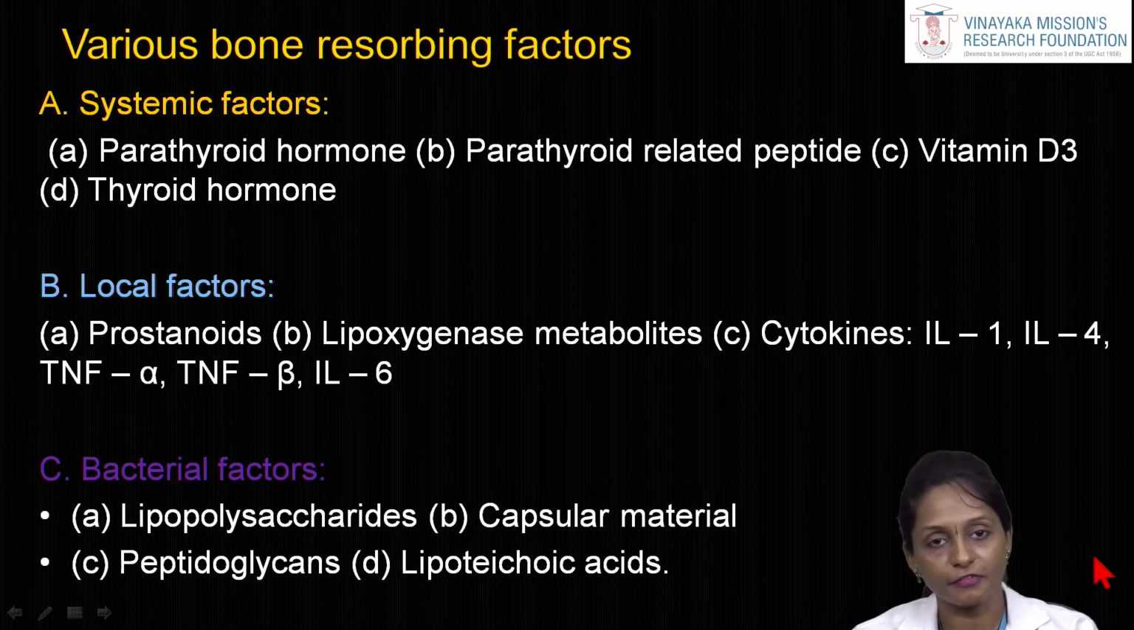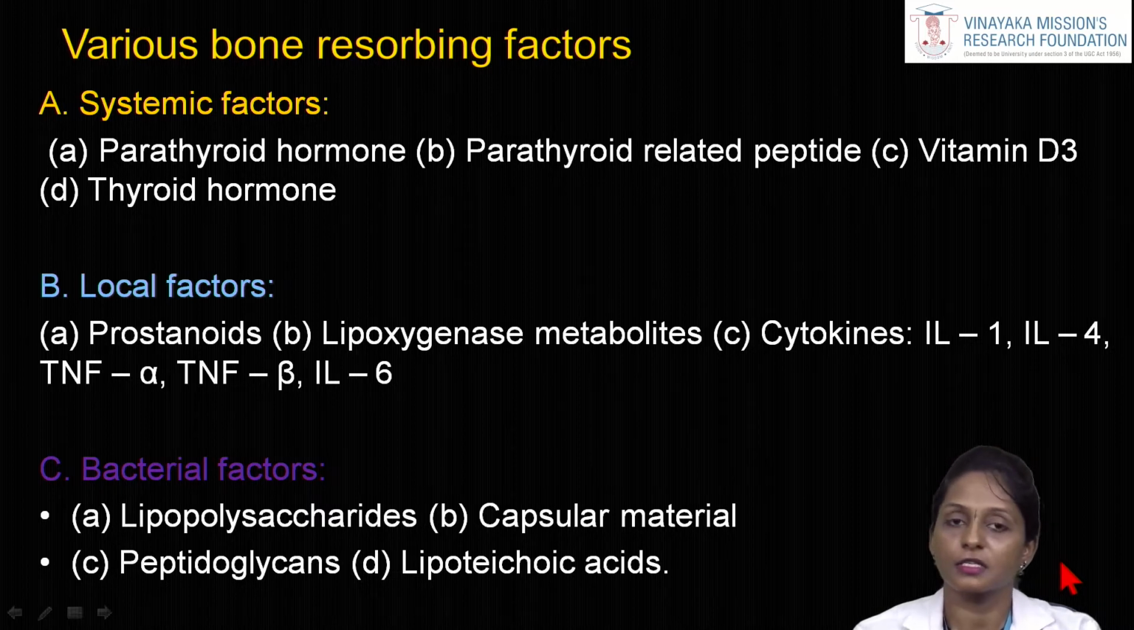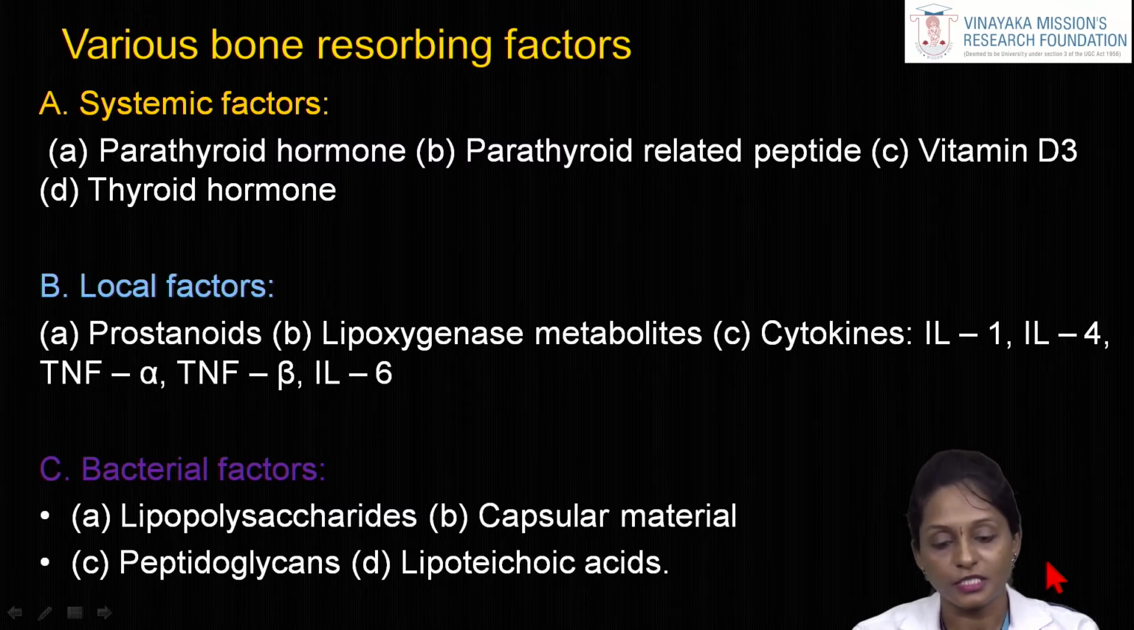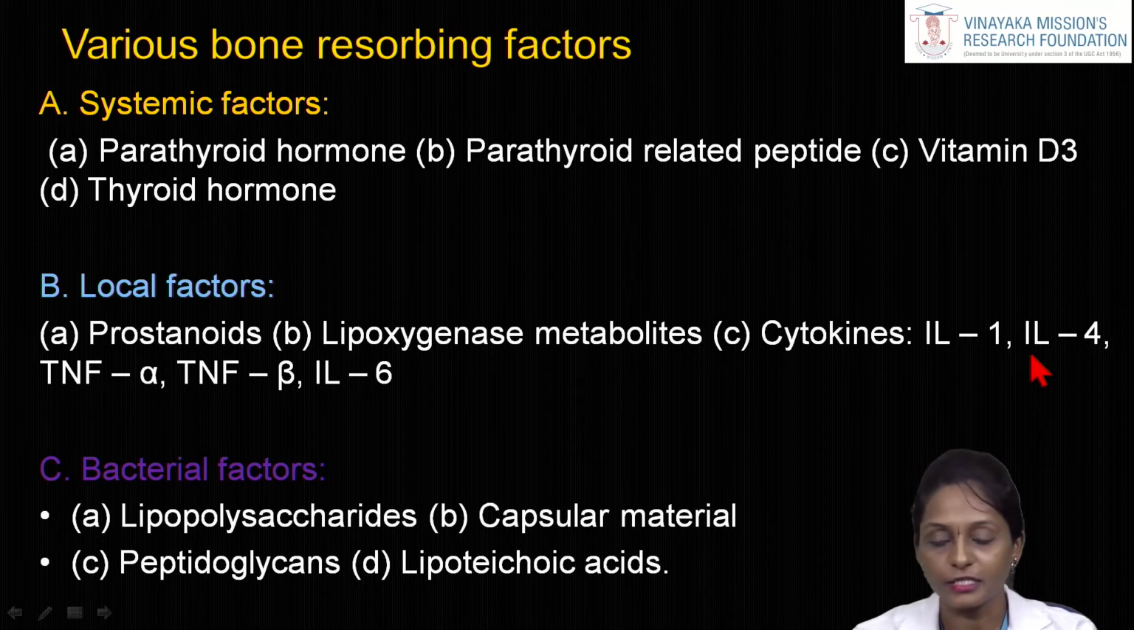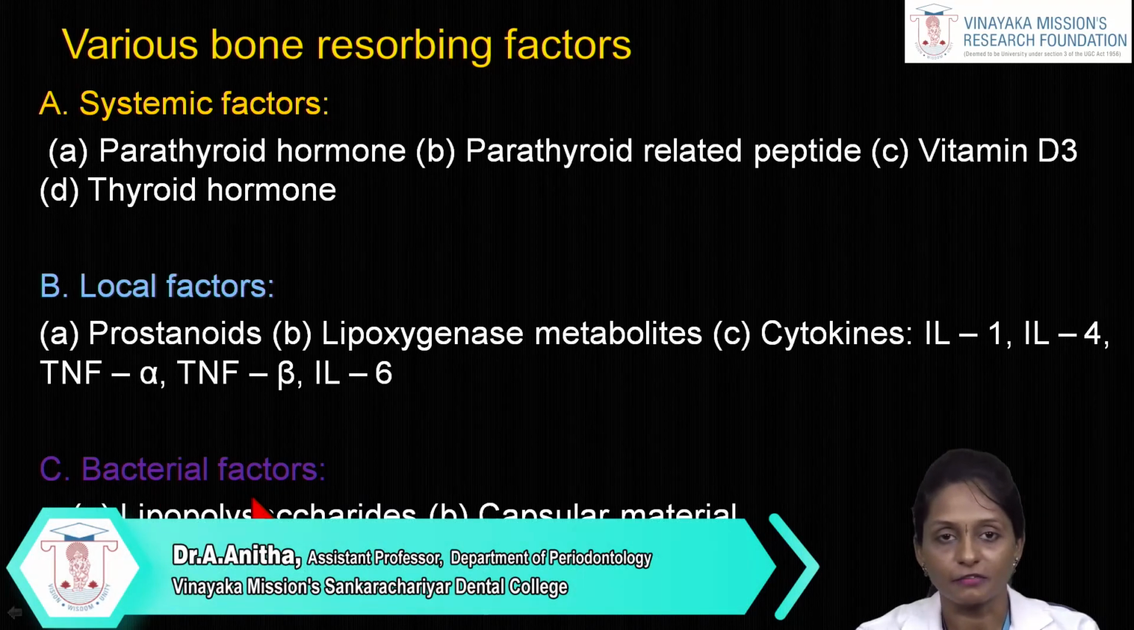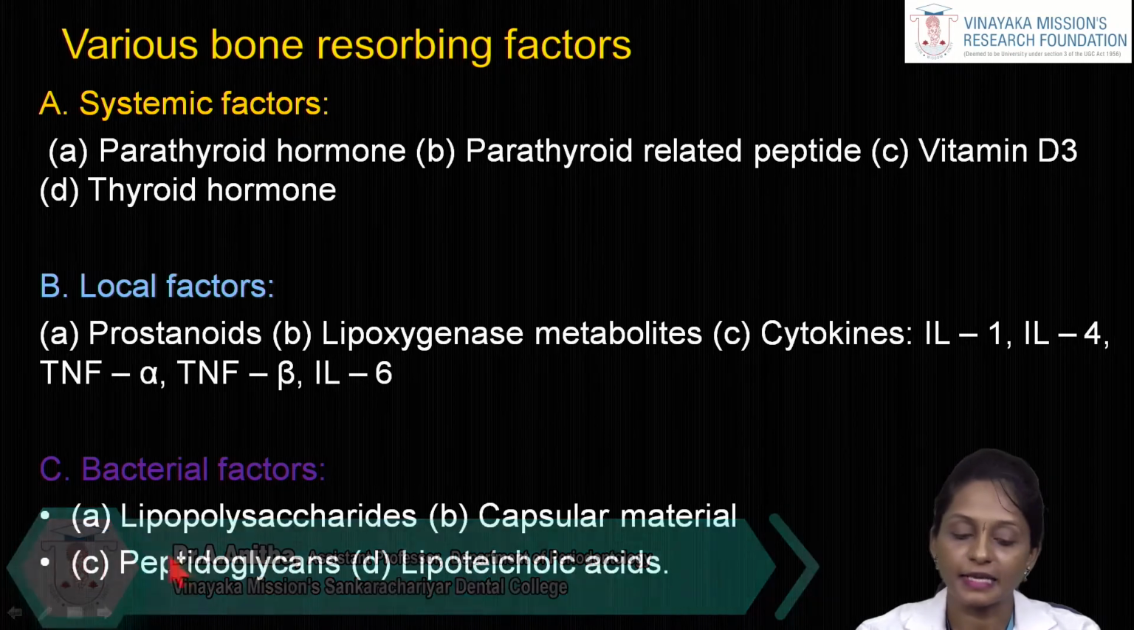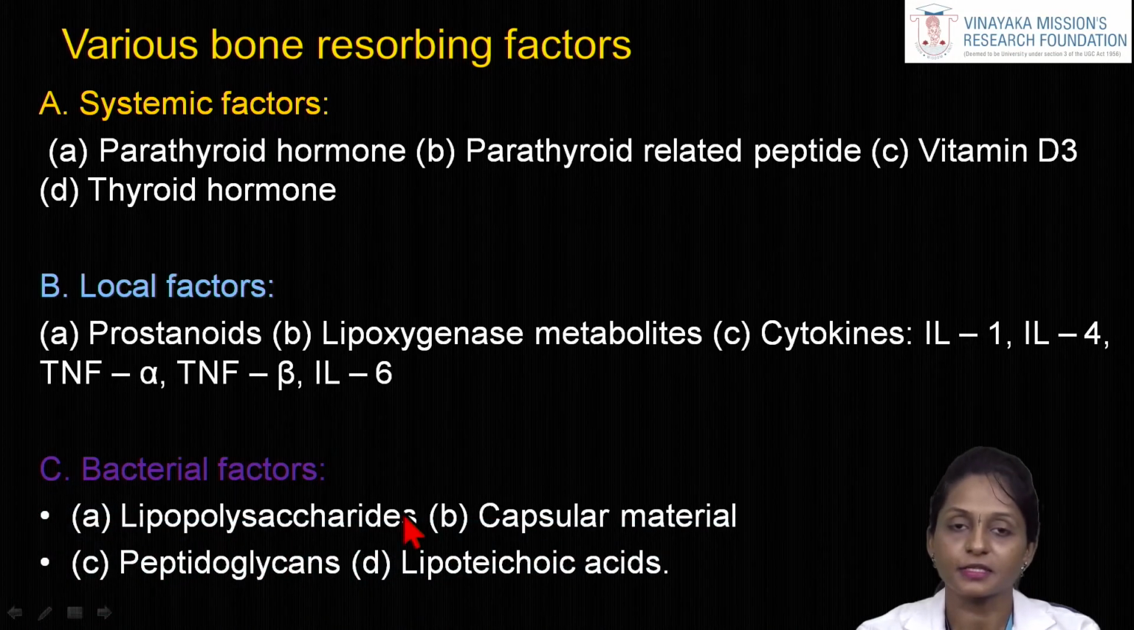Moving on to the various bone resorbing factors. First are your systemic factors, then your local factors, then your bacterial factors. What is present in the systemic factors? The parathyroid hormone PTH and parathyroid related peptides, vitamin D3, and thyroid hormone. Coming to the local factors, you have prostanoids and cytokines like interleukin 1, interleukin 4, interleukin 6, and tumor necrosis factor alpha and beta. Then comes your bacterial factors, the toxins of bacteria like LPS, lipopolysaccharides, capsular materials, peptidoglycans, etc.